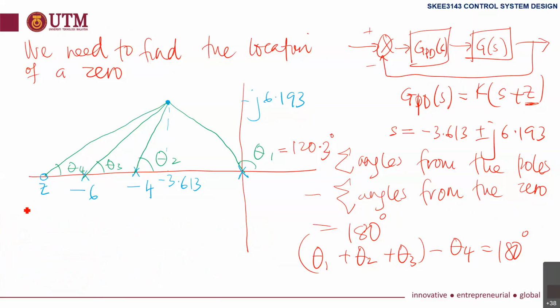So you can find theta 2. I'm not sure, 86.4, I have to check. And theta 3 also. Then you can calculate for theta 4. Theta 4 is theta 1 plus theta 2 plus theta 3 minus 180 degrees. The answer for theta 4 is 95.6 degrees.